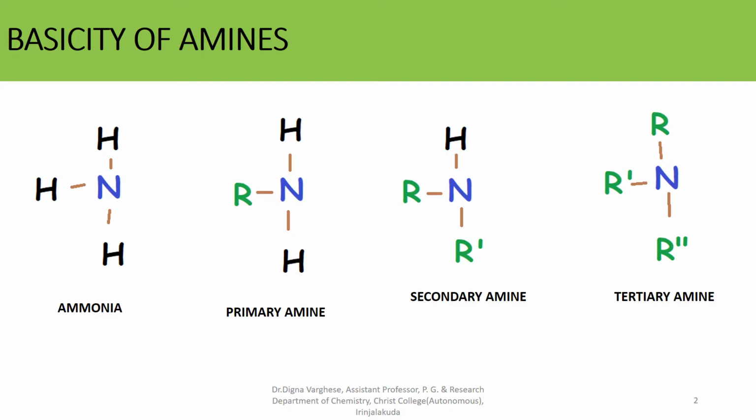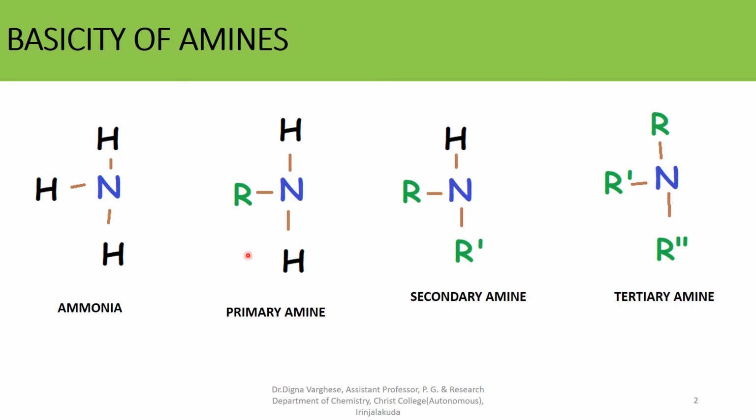Now let's start on the basicity of amines. Here you can see ammonia, primary amine, secondary amine, and tertiary amine. When one of the hydrogen atoms is replaced from the ammonia molecule by an alkyl or aryl group, that is a primary amine. Two of the hydrogen atoms replaced by alkyl or aryl substituents is a secondary amine. If all three hydrogen atoms in the ammonia molecule are replaced by alkyl or aryl substituents, that is known as a tertiary amine.